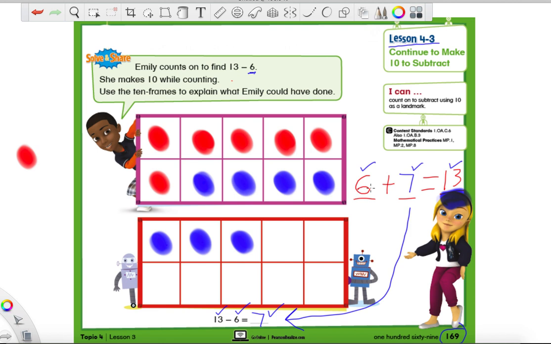So what we did was we used an addition sentence to help us find an answer for a subtraction problem. And that's what we're going to be focusing on today. Alright, so let's go ahead and switch over to page 170, just the next page over. And we're going to practice another one together.